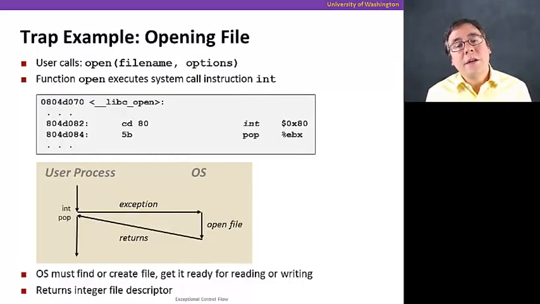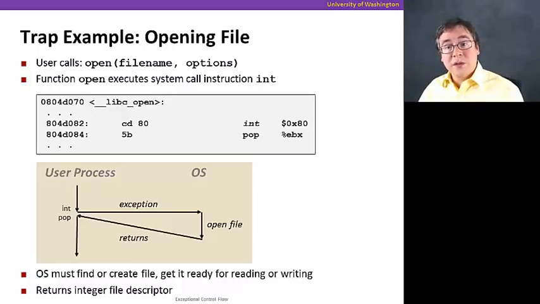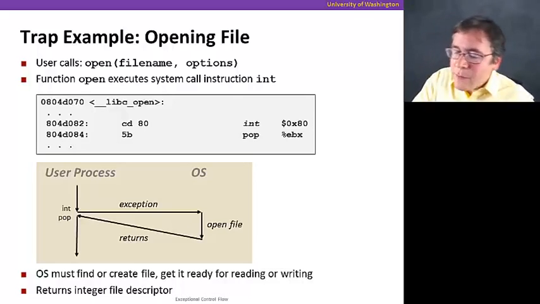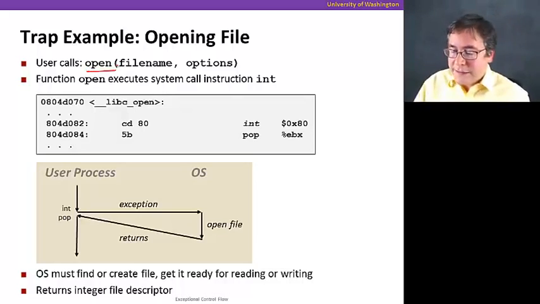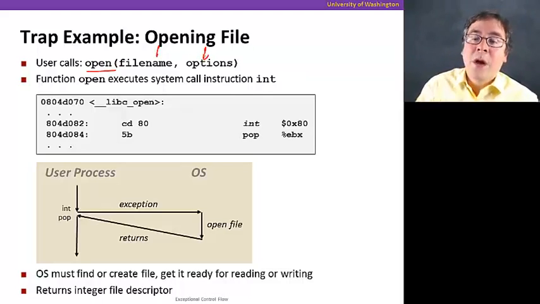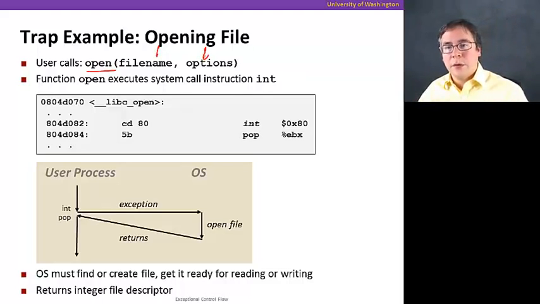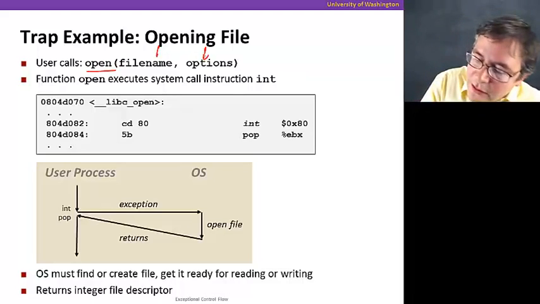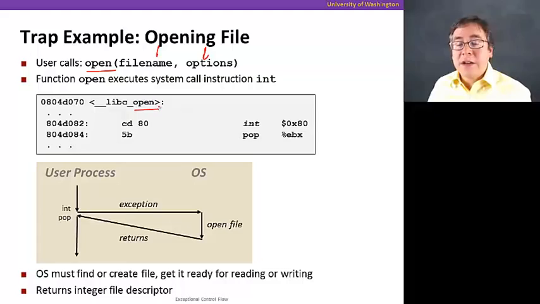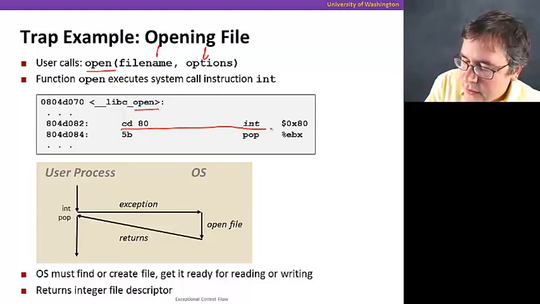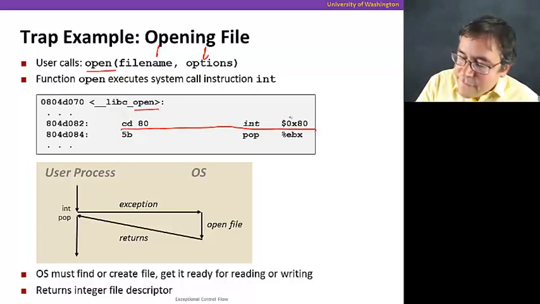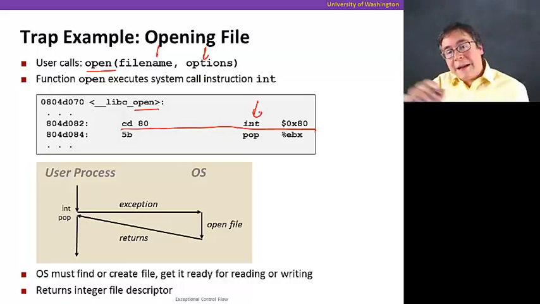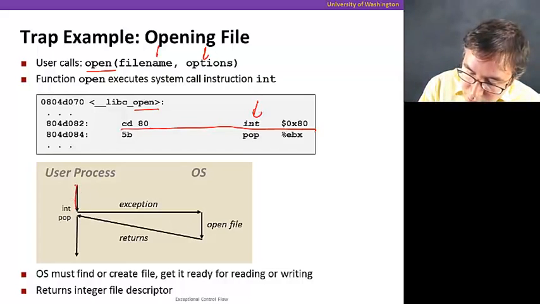So opening a file requires an operating system service, and that's going to be done using a trap. For example, every time your program opens a file, eventually it's going to call this open function that takes a file name as a parameter and then some options on whether the file is for read, write, or both. If you look at the assembly code for this function open, you're going to see this instruction here, int hex 80.